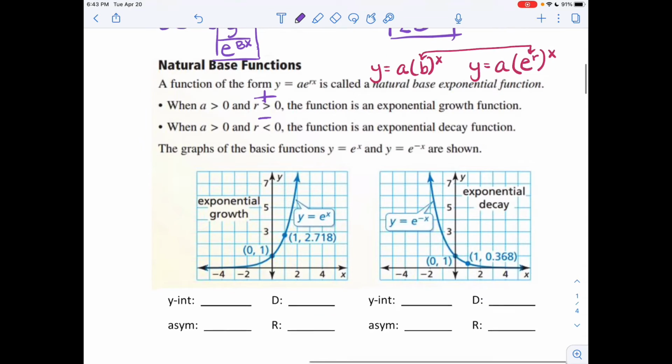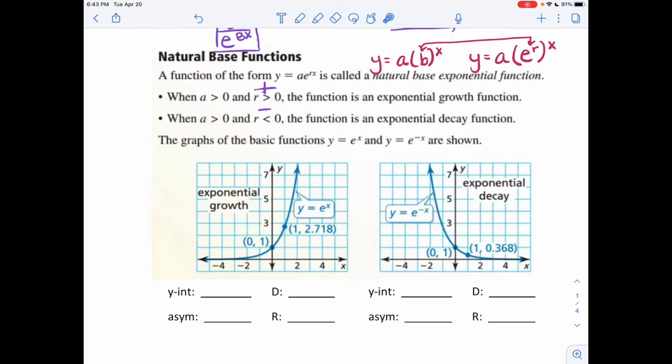So here are the functions. y is equal to e raised to the x power, and y is equal to e raised to the negative x power. So this is like an r value of 1. This is like an r value of negative 1. You don't actually see a number there, but it's the implied 1.